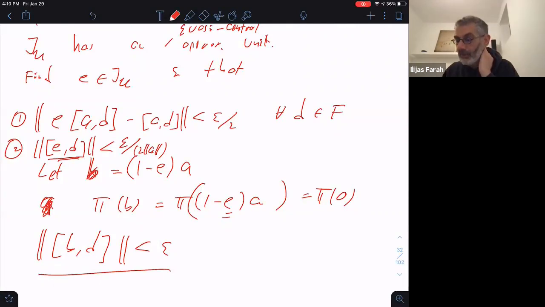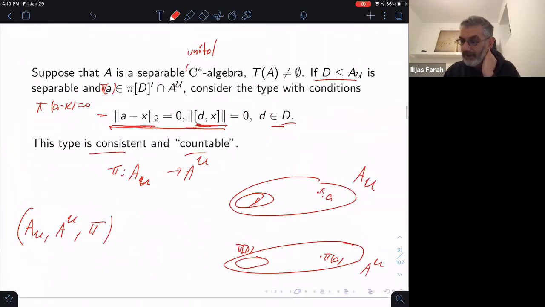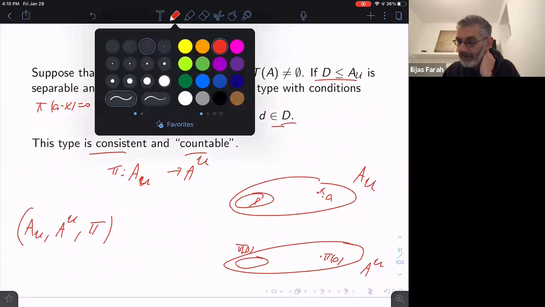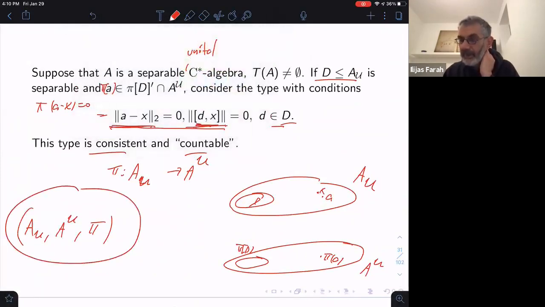So the type is approximately satisfiable, and therefore, because this entire structure here is countably saturated, this type is realized in the structure. And the realization is going to be something that, on one hand, has the same image as A in the quotient, and on the other hand, commutes with everything in D in the operator norm.